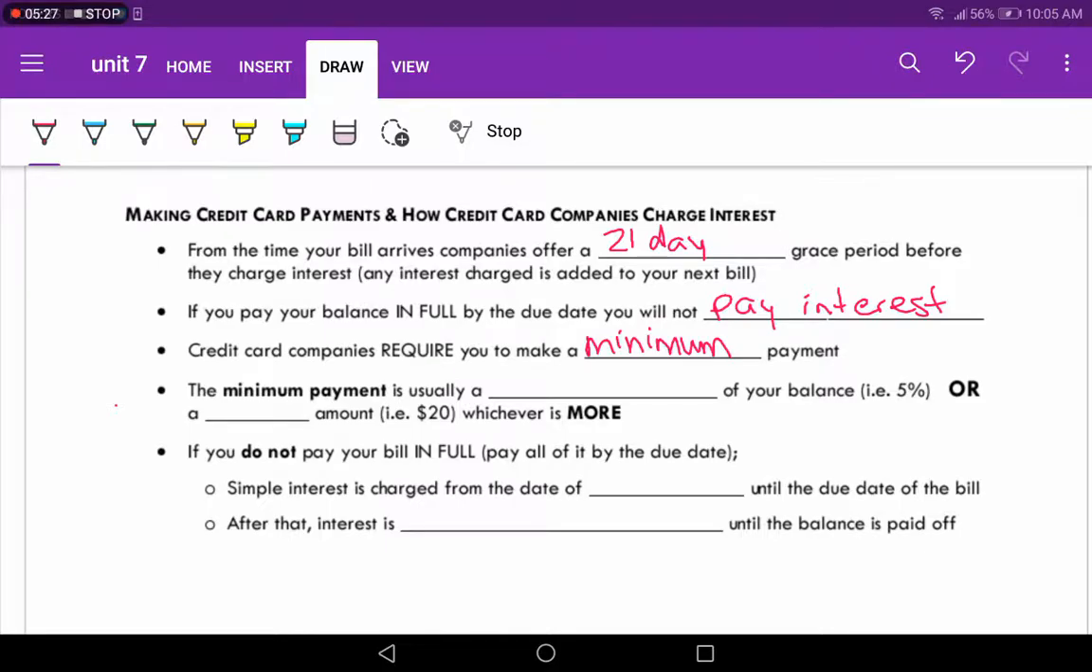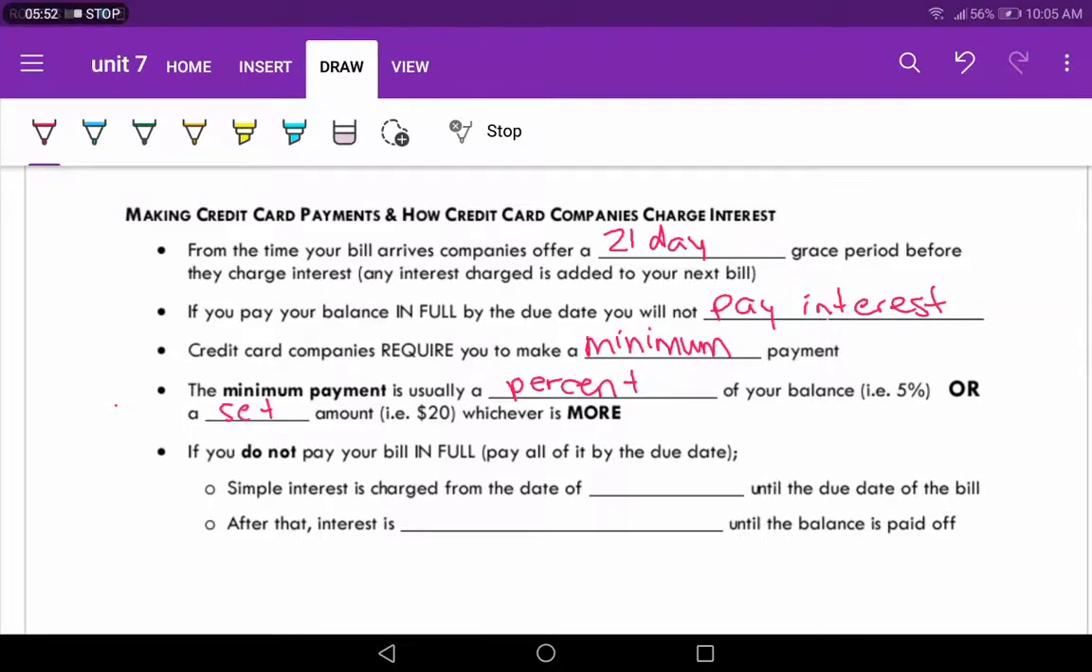So the minimum payment is usually a percent of your balance. So for example, like 5%, or it will be a set amount. Or they will say you have to pay $20, whichever is more. So if the percent ends up being more, you would pay that. Or if the set amount is more, you would pay that.